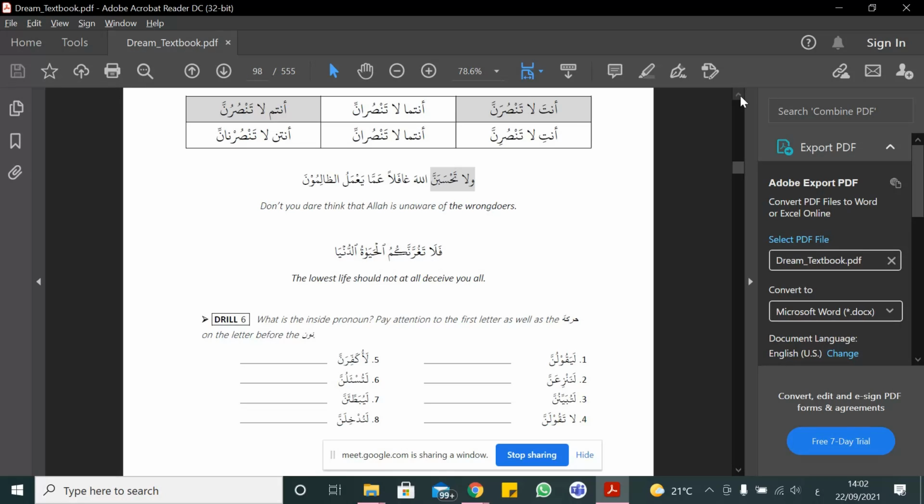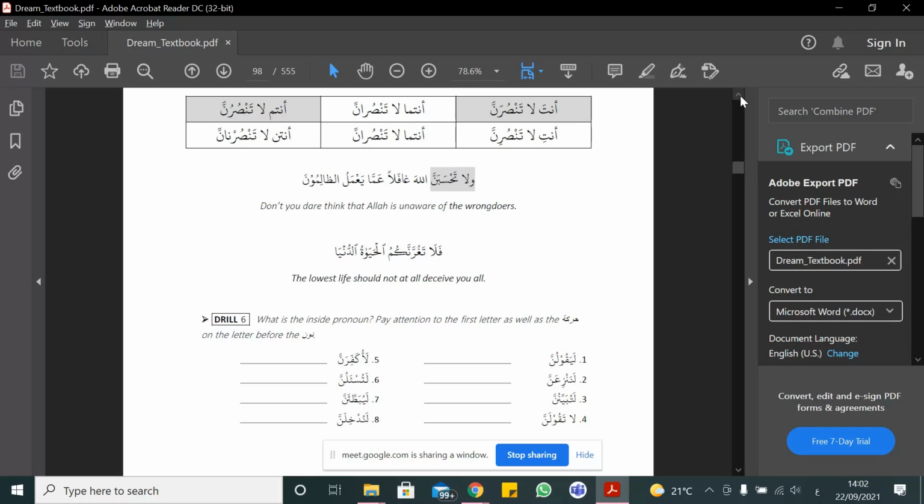Okay, so yaqulu is... I don't know how to start it. Okay, yaqulun, it can be plural because of the dhamma on the lam. Very good. What should be the pronoun? Ya at the beginning and waw, and dhamma on the lam, then it should be hum. So our answer pronoun is hum.